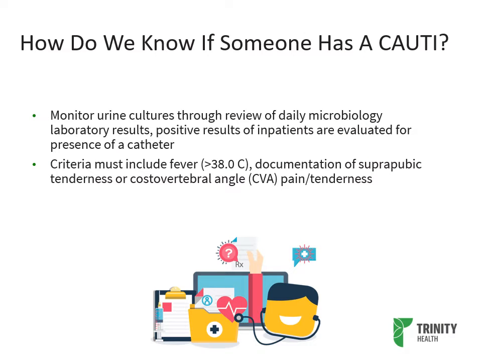So how do we know if someone has a CAUTI? In infection prevention and control, we review daily microbiology lab results. This would be all kinds of cultures that we get, but specifically for this type of event, we look at all urine cultures. From there, we look to see if it was an inpatient, and then we also look to see if they had a Foley catheter in. If they have met all that criteria, then we continue to look further to see if during a certain time period they had a fever, or if there's documentation of suprapubic tenderness, or if they had CVA pain or tenderness.